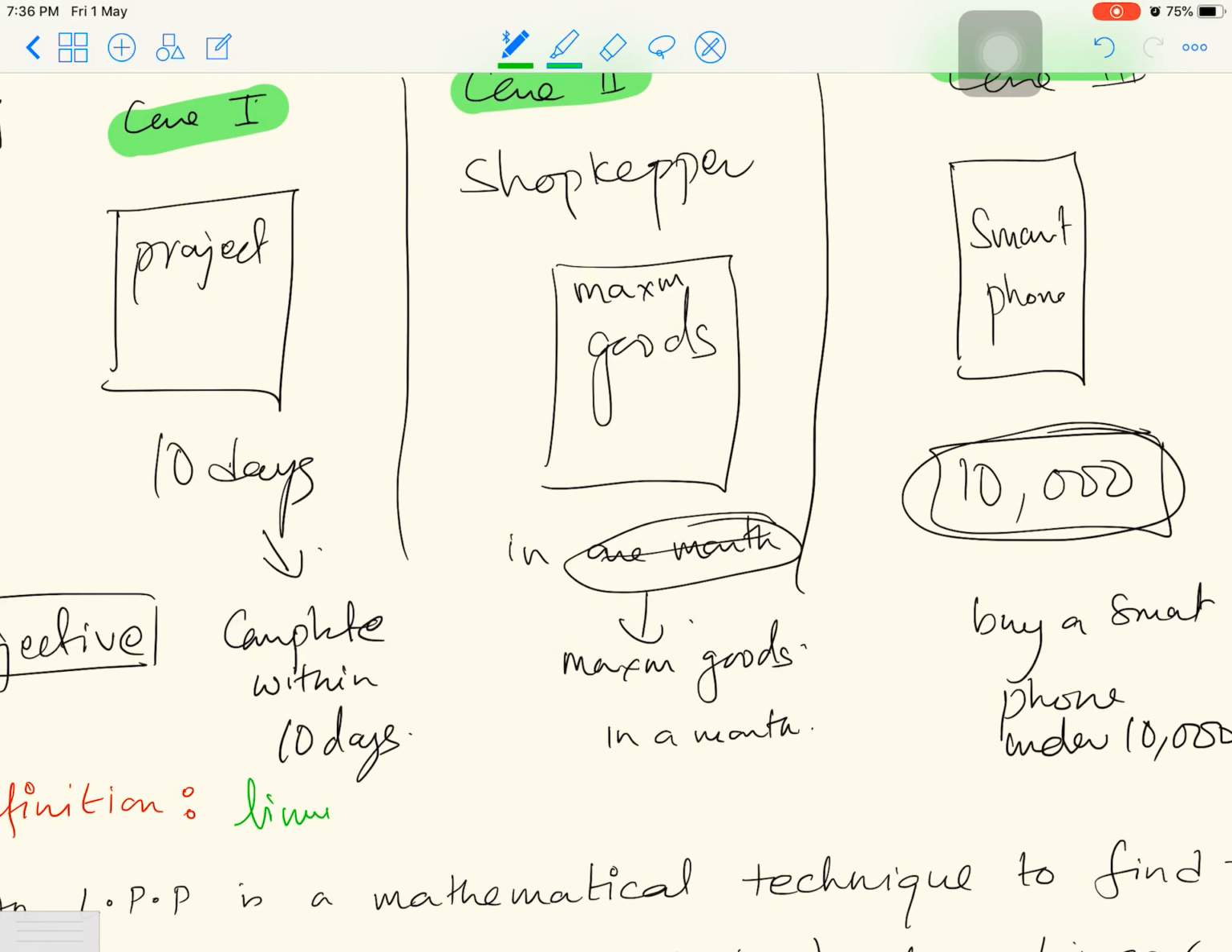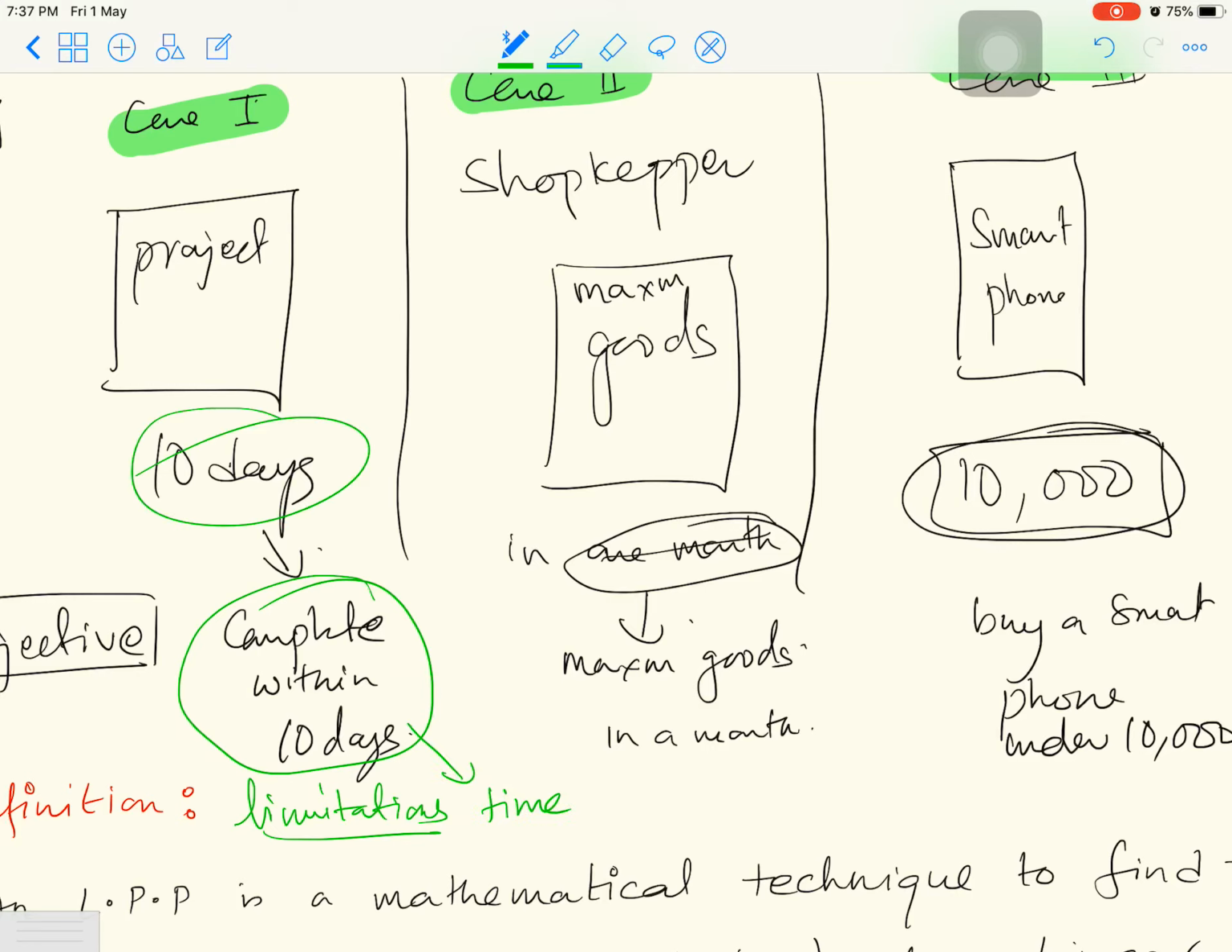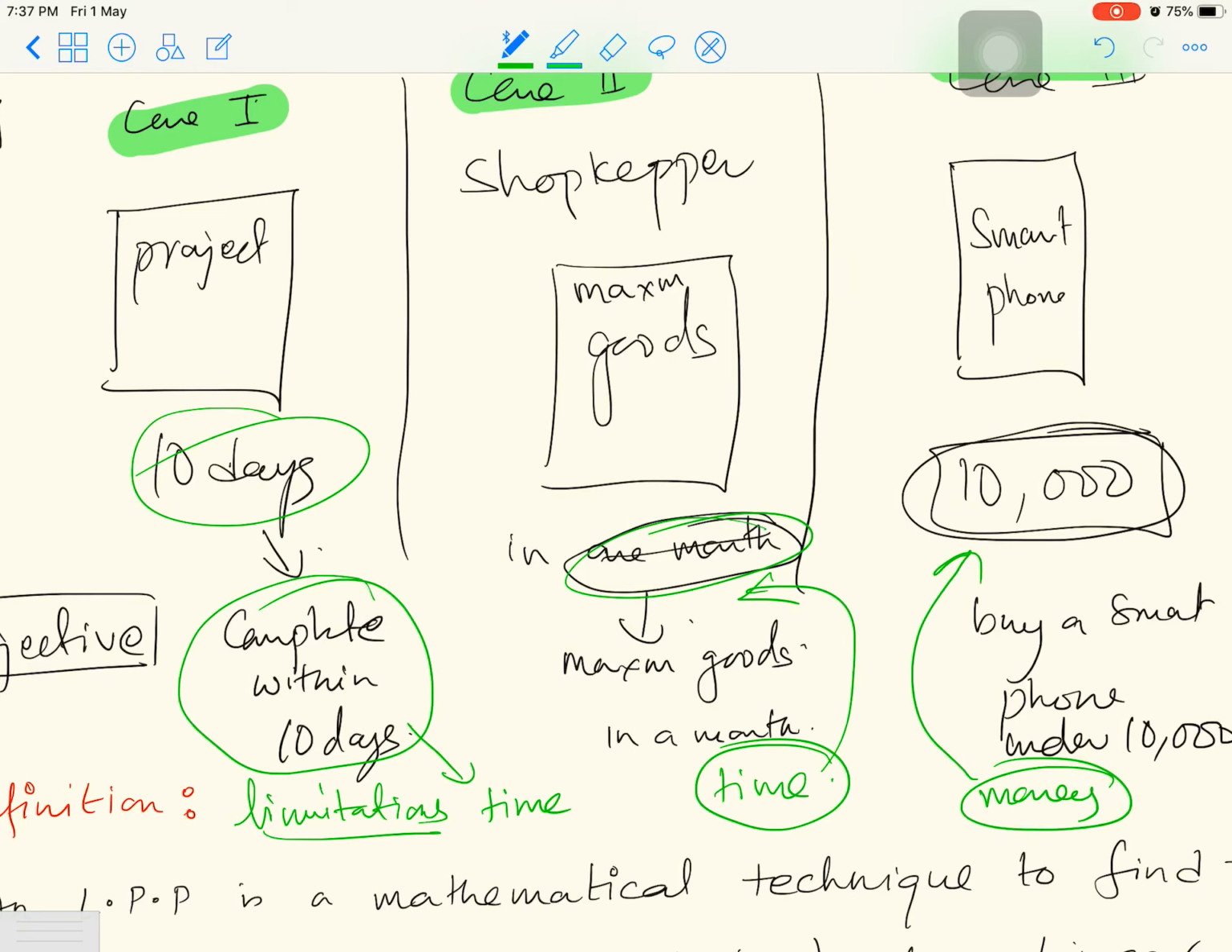You may come across some limitation. What is the restriction in case 1? What is the condition? The restriction is time: you have only 10 days. The restriction in case 2 is also time, because you have only a month. The restriction in case 3 would be money, because you have only 10,000. So this is what we call target based situations.